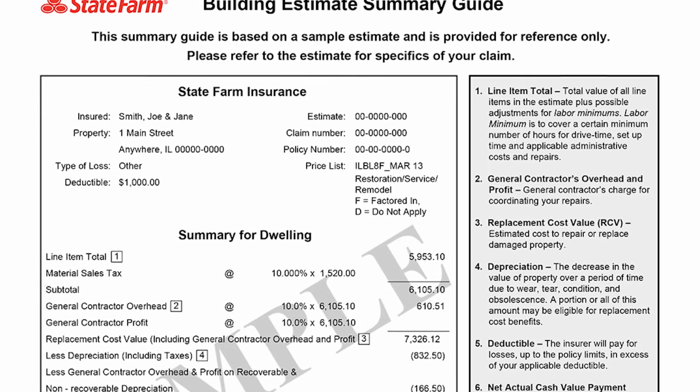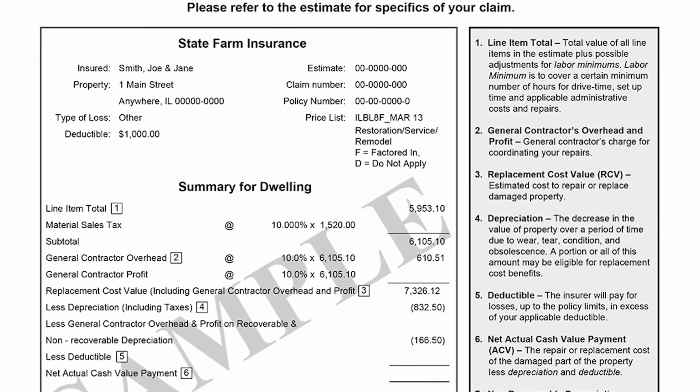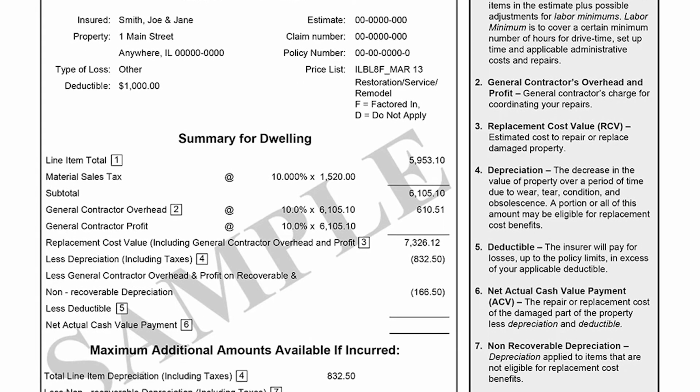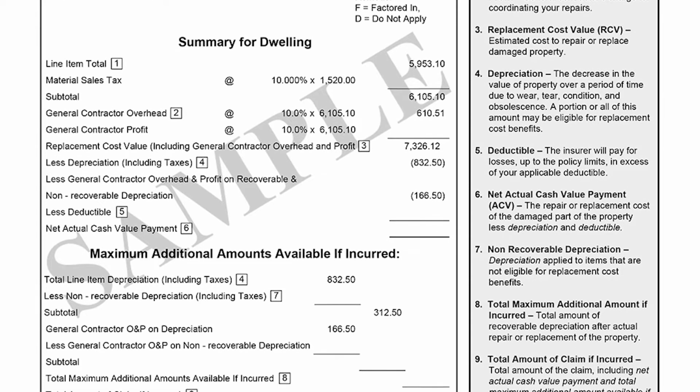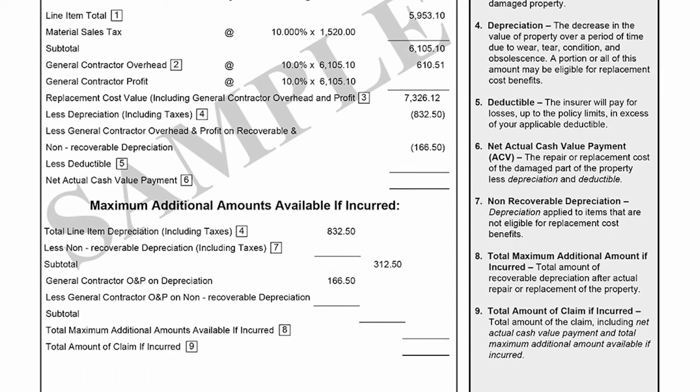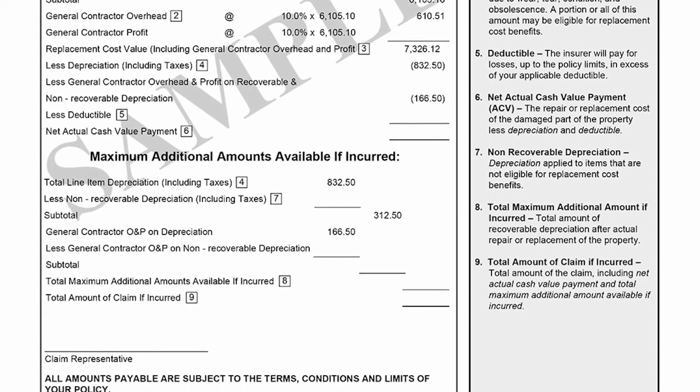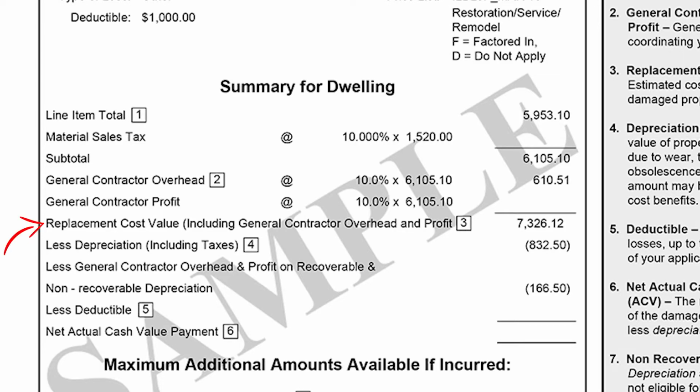It's their attempt to explain certain keywords, like depreciation, replacement cost value, and actual cash value, which is important. We're not going to get too in depth into all the jargon because this is just a quick video to show you some real important aspects of the insurance estimate. For example, the replacement cost value number is the most important number, and this is what insurance is ultimately willing to pay to get this job done.